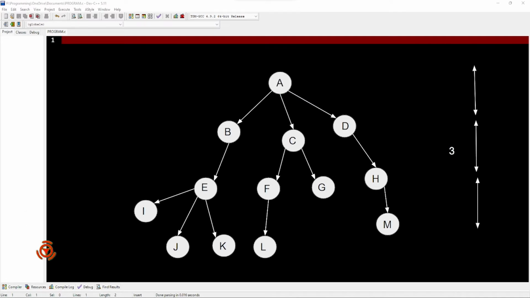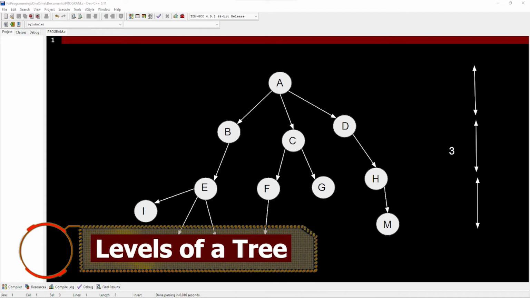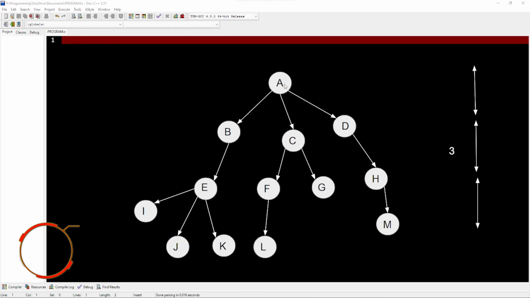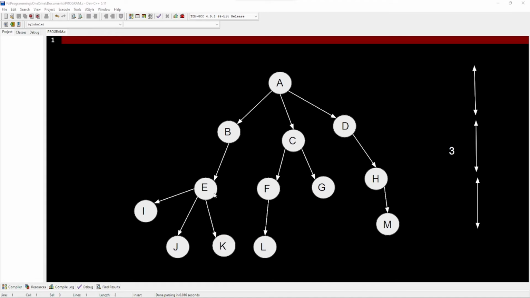Now let's move on to the next important term. What is a level? A level in a tree is basically the hierarchical levels which are present in the tree. What does that mean? If you observe carefully, a tree has a hierarchical structure. If you move from the root node to the next level of nodes, you find B, C and D. If you move from any of these nodes to the next level, you will find the nodes E, F, G and H. And subsequently you will find the nodes I, J, K, L and M.